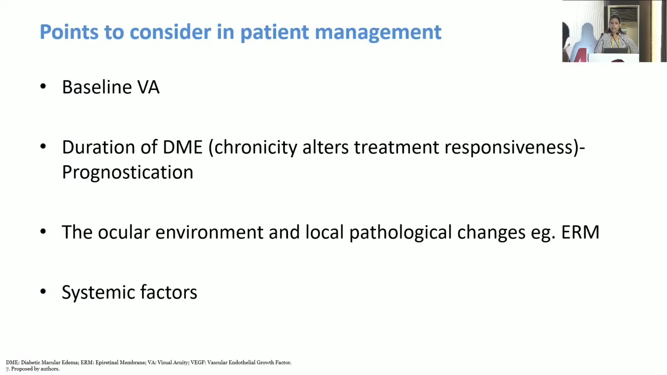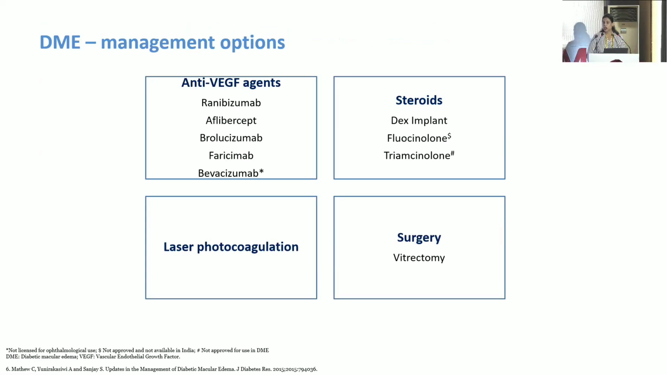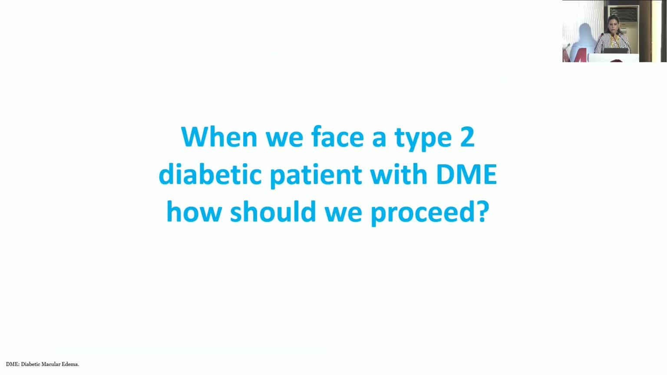Points to consider in patient management are the baseline visual acuity and duration of DME, because chronicity will affect responsiveness and will help us in prognostication. Also the ocular environment and local pathological changes like ERM, and systemic factors. Management options we all know are anti-VEGF, steroids, laser, as well as vitrectomy. So how do we proceed when we face a type 2 diabetic patient with DME?